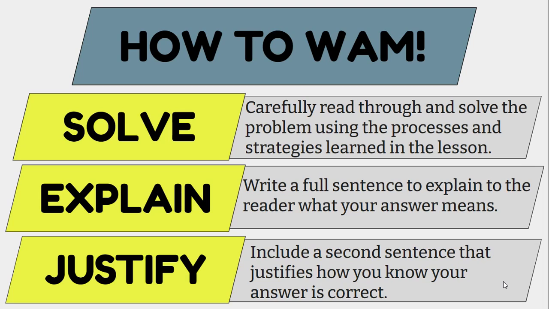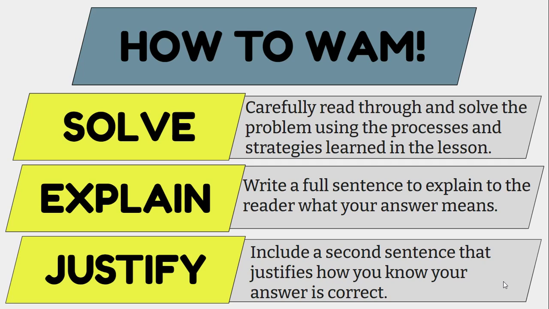So, how to WHAM, how to write about math. We're going to use three simple steps. First, we're going to solve. We're going to carefully read through and solve the problem using the processes and strategies learned in the lesson. Next, we're going to explain. We're going to write a full sentence to explain to the reader what our answer means. And last, we're going to justify. We're going to include a second sentence that justifies or proves how we know our answer is correct.